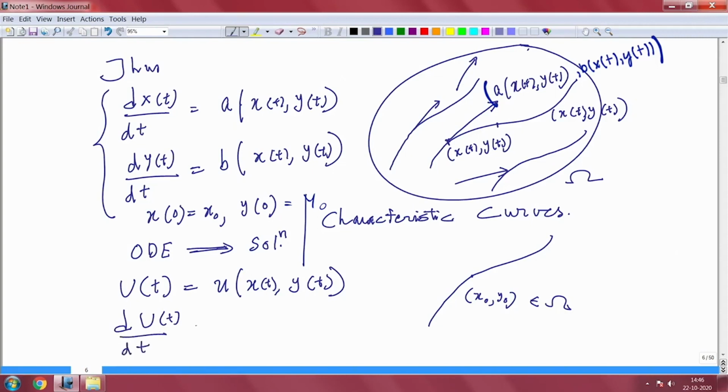If I compute du by dt, I will have u_x times dx by dt, that is a, and u_y times dy by dt, that is b, and this is nothing but c u plus d, where u is u(x(t), y(t)). So, you see you have an ODE again here.